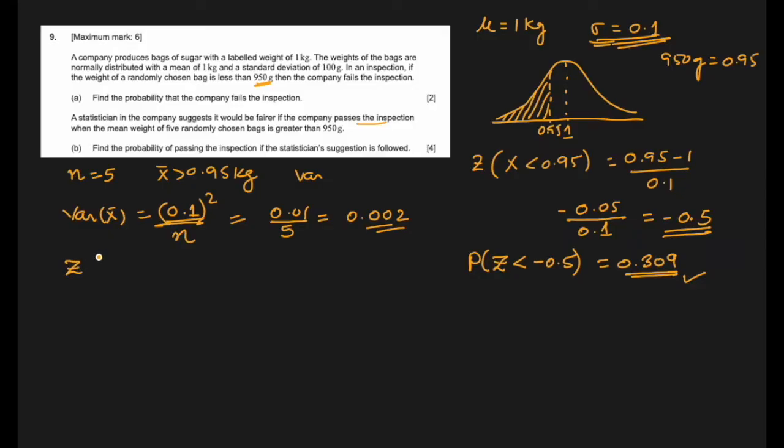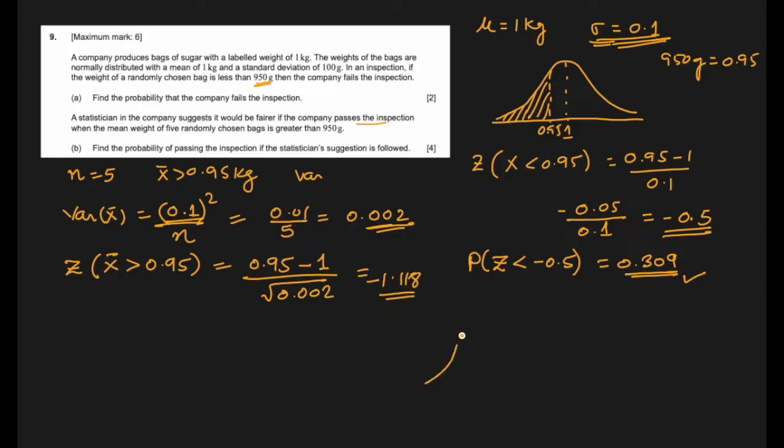First let's find the z score that x bar is greater than 0.95. So we write 0.95 minus the mean of the sample, and the population mean will be the same. But the standard deviation will be the square root of 0.002, equal to negative 1.118. And we want the probability greater than negative 1.118.